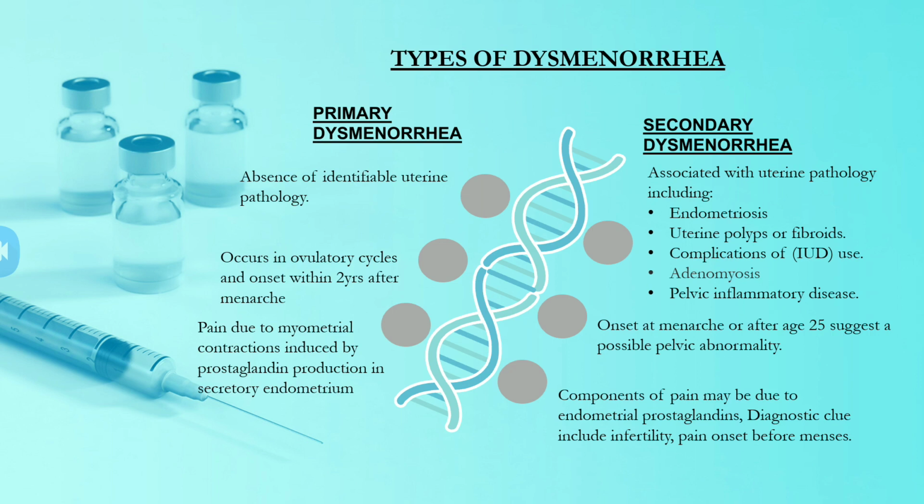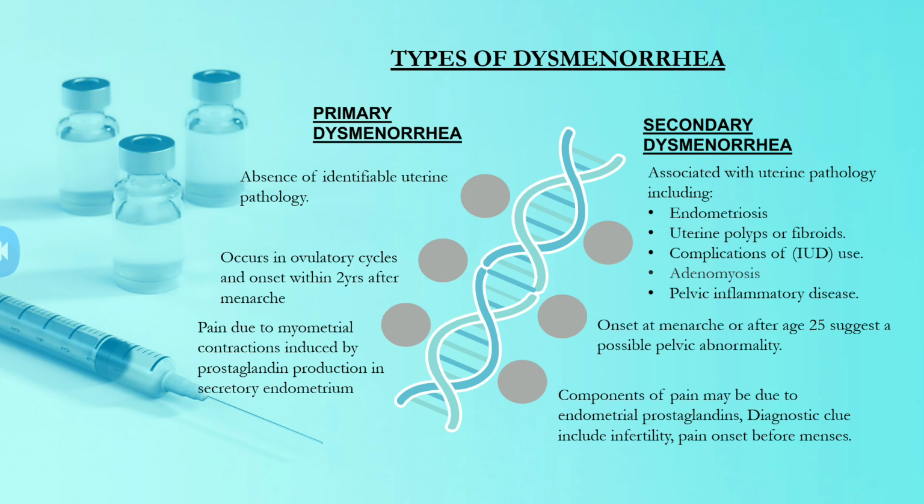In the primary dysmenorrhea, there is absence of the identifiable uterine pathology. It onset within the 2 years after menarche. Menarche is the first occurrence of menstruation. In many women with the primary dysmenorrhea, the pain becomes less painful as they get older, and it may improve after giving birth. The pain due to the myometrial contraction is induced by prostaglandin production in the secretory endometrium.